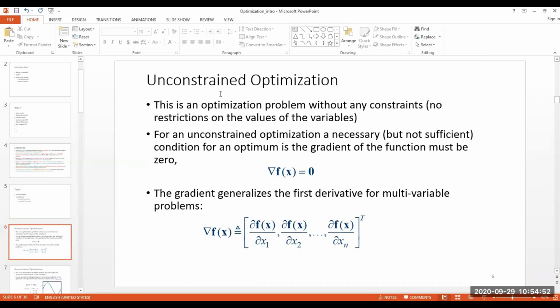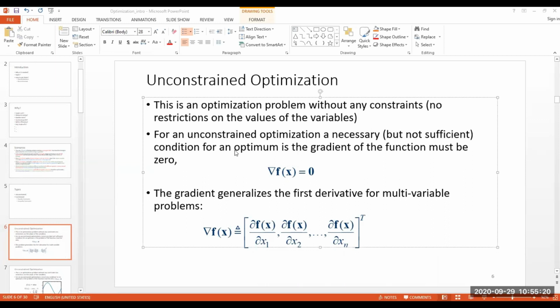So in that case, this would be simply a simple review. Unconstrained optimization: you will have an optimization function f of x, some function to be optimized, and you don't have any constraints. There are no restrictions on the values of the variables. You are free to choose the values.